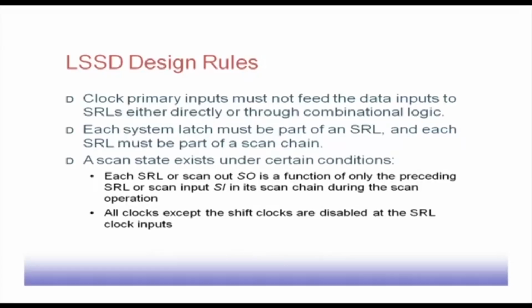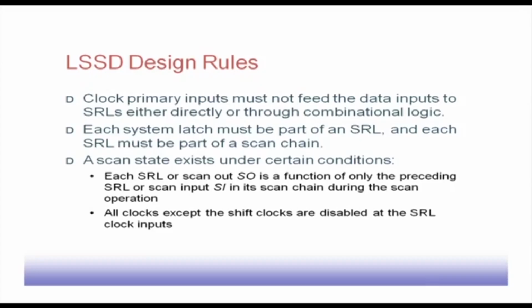A scan state exists under certain conditions. Each SRL or scan out SO is a function of only the preceding SRL or scan input SI in its scan chain during the scan operation. So, this is the first condition: for any scan cell, its content in the next clock cycle depends on the content of the previous scan cell only, or on the scan primary input. It does not depend on some other logic.